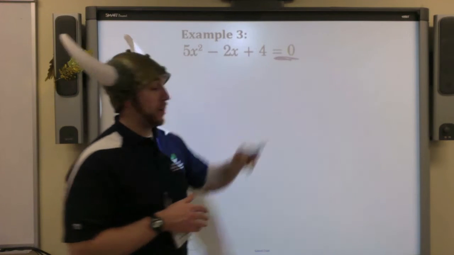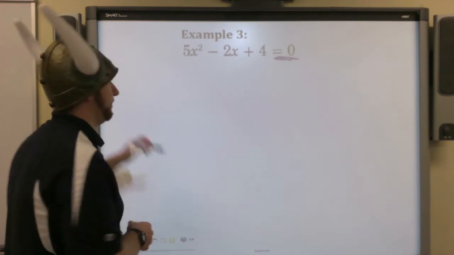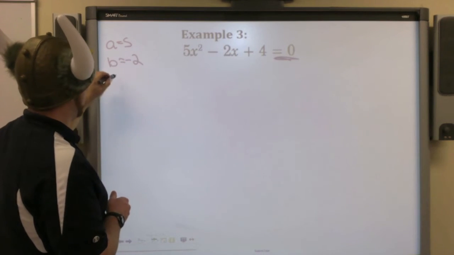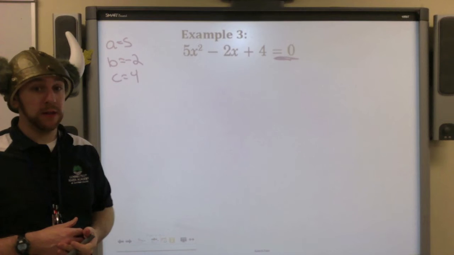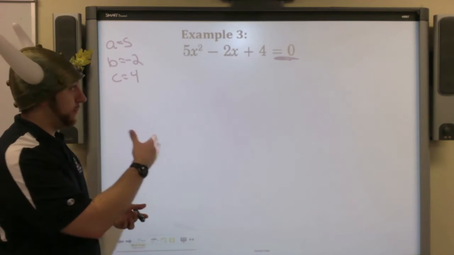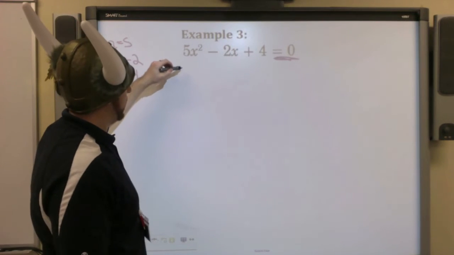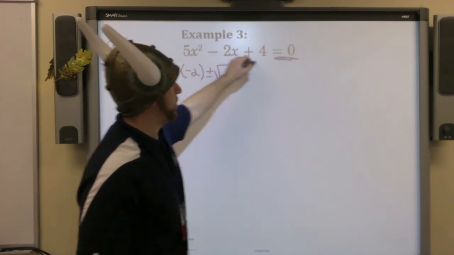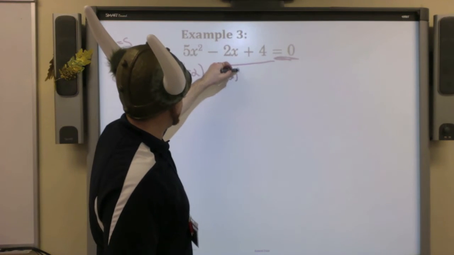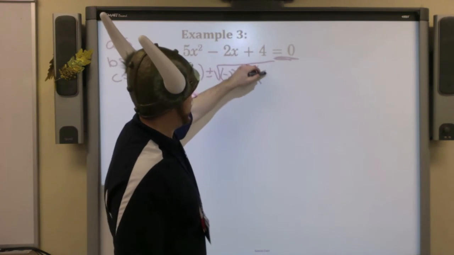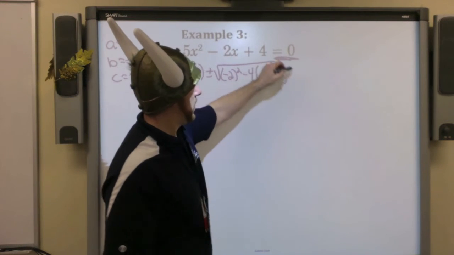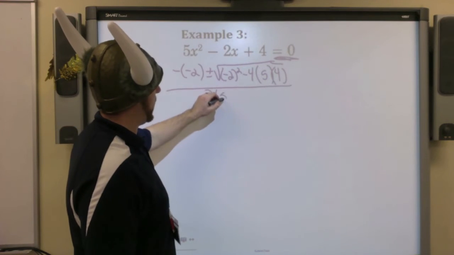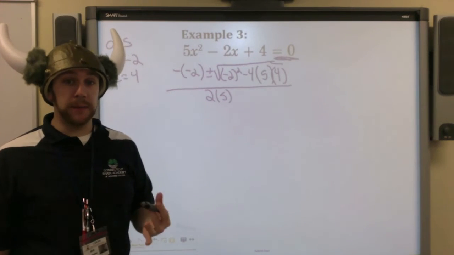The next example is again something like that. Again, start off equal to 0. A is 5, b is negative 2, c is 4. Now I put it into the formula: opposite of b plus or minus the square root of b squared minus 4ac, all over 2a.